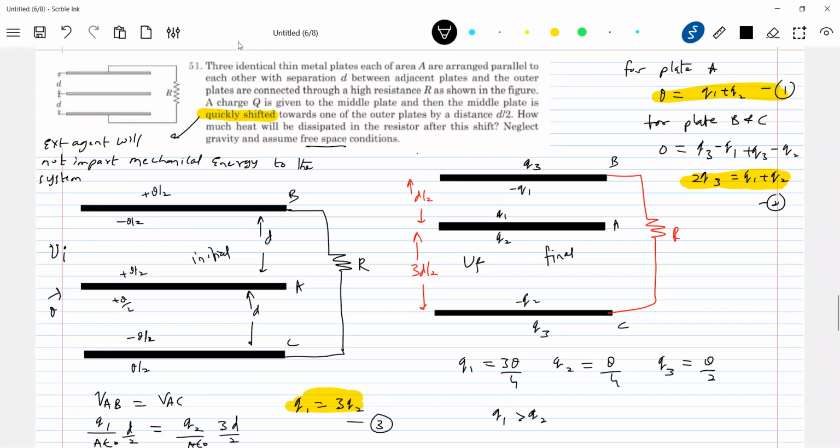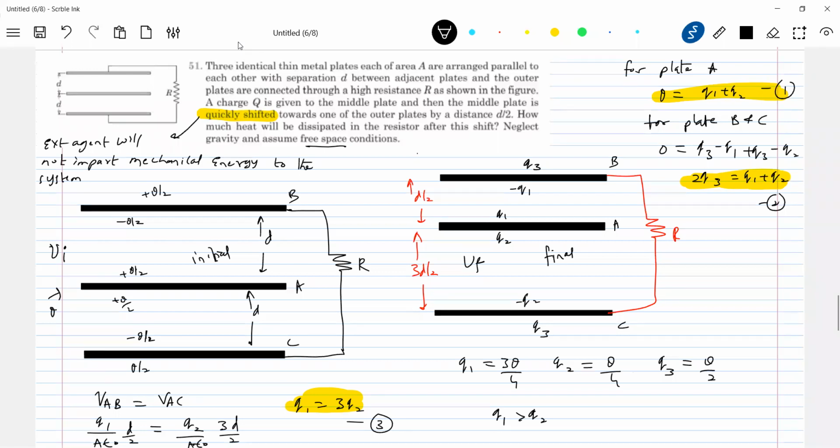Sir, in many other chapters, in many other questions, whenever they gave "quickly shifted," for example in thermodynamics, we considered many quantities to remain constant. How can you logically interpret it here? No, sir, that phrase is commonly used for telling that some quantities remain constant. It's very simple here: the moment you shift A, redistribution of charge will occur. That's the basic idea of this problem.